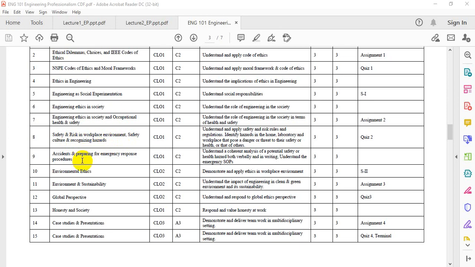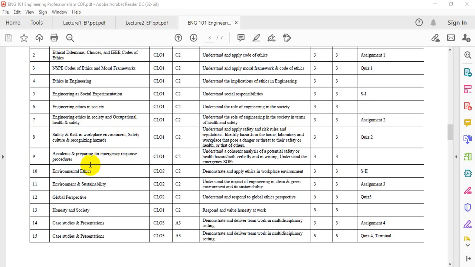Accidents and preparing for emergency response procedures. Like if an accident happens, what should you do? You just say, ooh, oh my God, something? Is this what you should do? Or you should be like, hey, I know what to do. I know exactly what to do if an accident happens. Just follow the standard operating procedures. What is to be done if somebody is bleeding? How should I call the ambulance? What should I do for the first aid? What are the basic things that I should know? Instead of crying and shouting and, oh my God, oh my God.